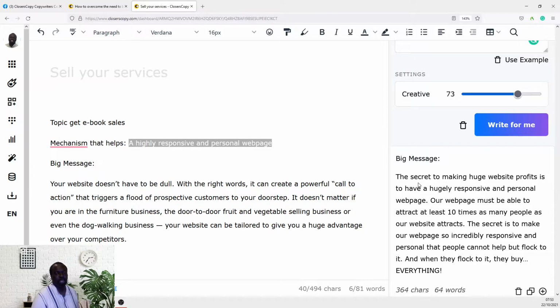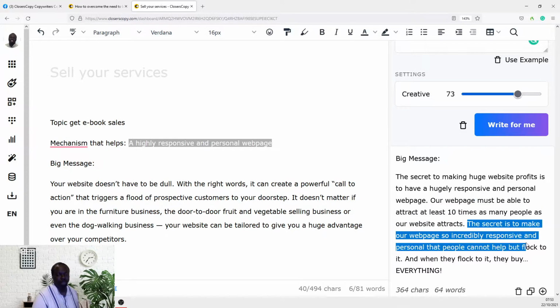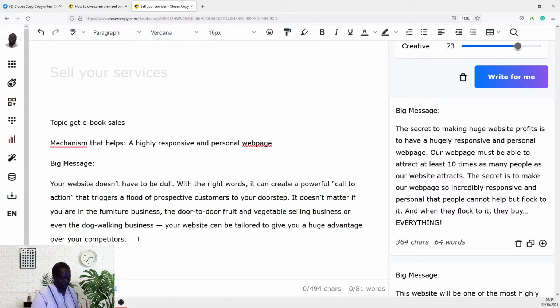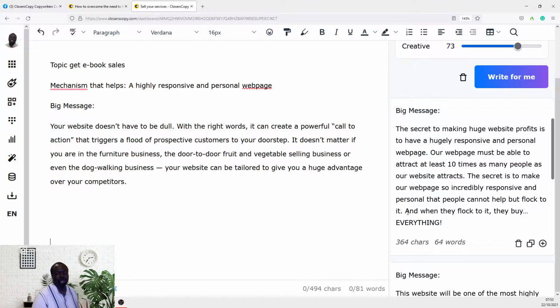So the big message here: the secret to making huge website profits is to have a hugely responsive and personal web page. Our web page must be able to attract at least 10 times as many people as our website attracts. The secret is to make our web page so incredibly responsive and personal that people cannot help but flock to it. And when they flock to it, they buy everything. Okay. This one is good as well.